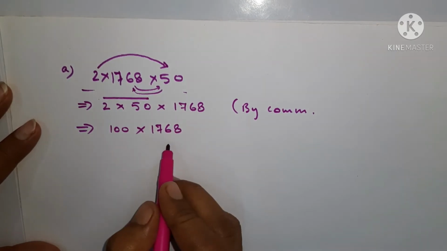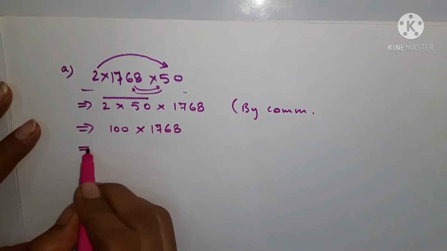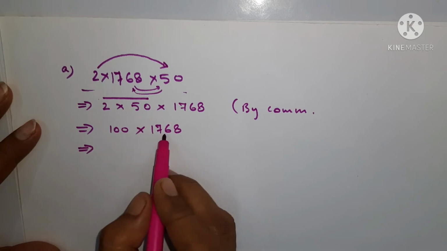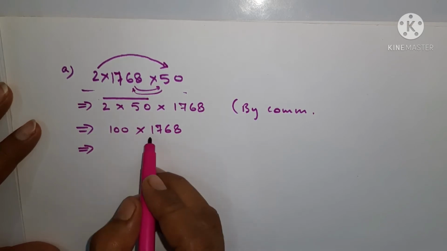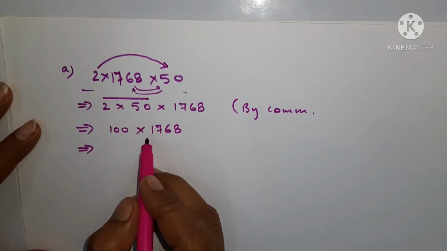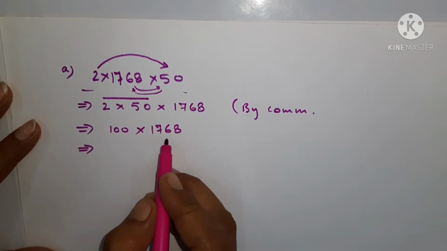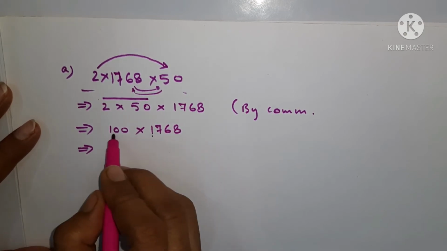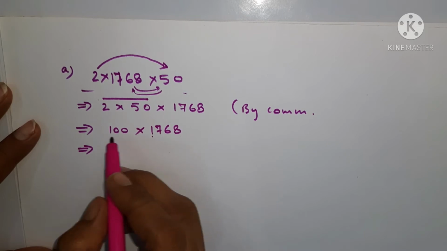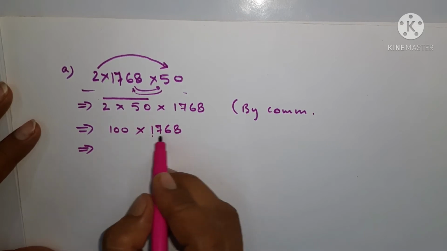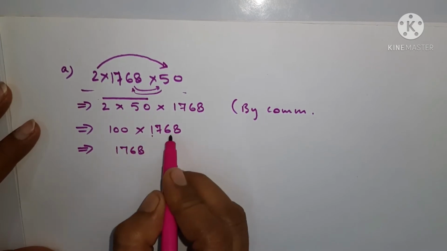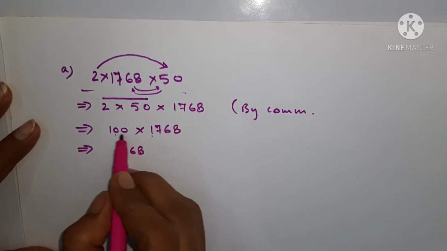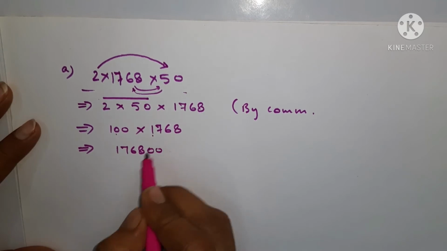into 1768, which is easier for you to multiply, because any number multiplied with multiples of 10 is not hard. Since here the numbers are 0 0 and here it is 1, you will simply write this number as such, note it down, and count how many zeros are there and write them.